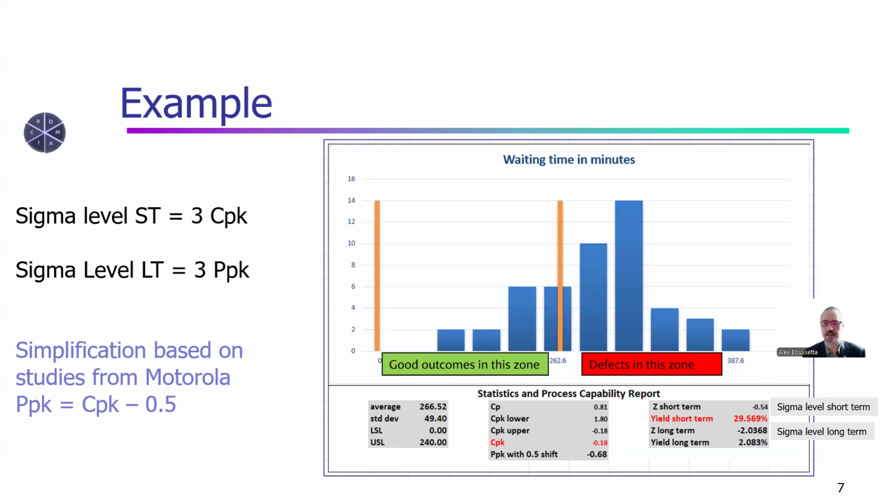So this is what we typically see. Calculate your Cpk and calculate your long term by subtracting 0.5. If you prefer to look at the sigma level, it means take your short-term sigma level and reduce it by 3 times 0.5, so 1.5. Let's go a little bit deeper than this basic notion, because the shift of 0.5 is really based on studies conducted by Motorola, and they might not apply to any other organization. It is a good estimate, a good average, but it is an estimate.